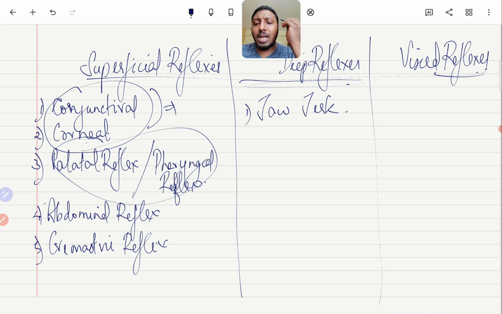Conjunctival reflex and corneal reflex. Conjunctival reflex: when you touch the conjunctiva, you'll close your eyes. That is the reflex. Corneal reflex means if you touch the side of the cornea, you'll close your eyes. So both are like that.